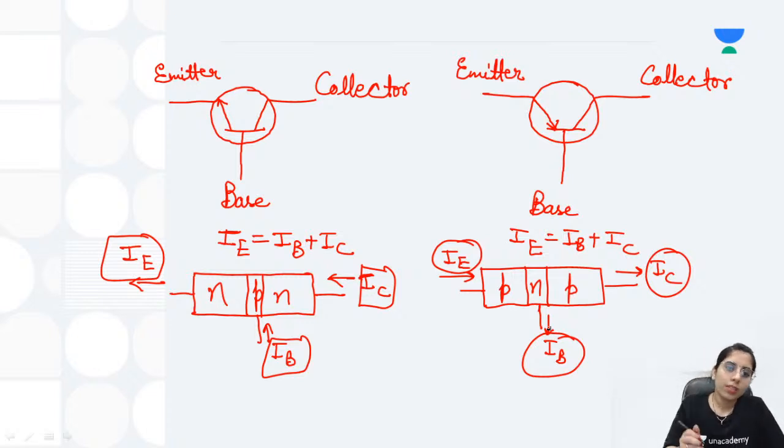Shubhankar, like we have talked about IE. As per the movement of electrons, electrons will move from here to here. So in that case the direction of current should be what? IE should be in the opposite direction of the movement of electrons. You know N-type has majority charge carriers as electrons. So electrons will move from the emitter to the base. So what will be the direction of current? Opposite.